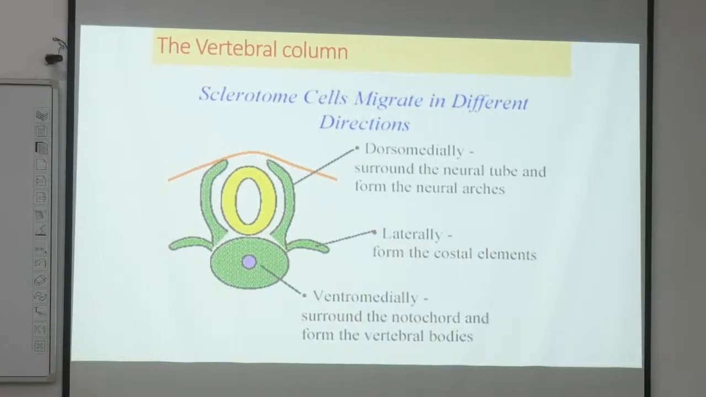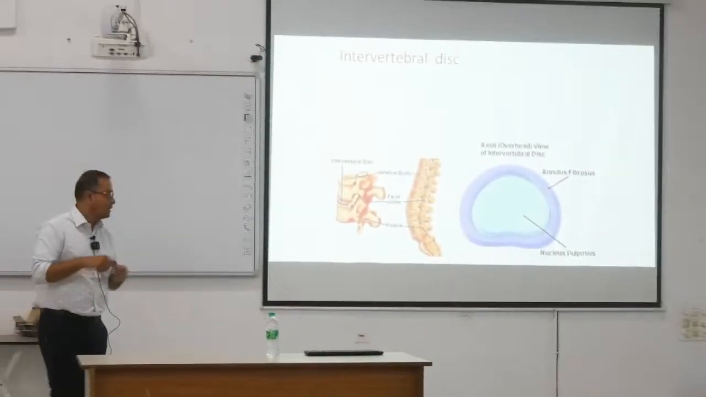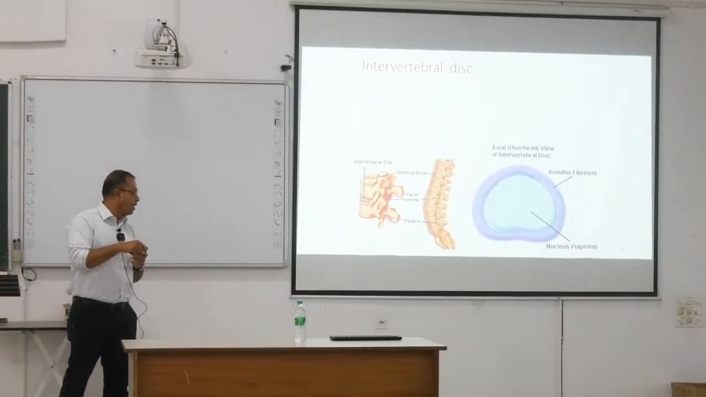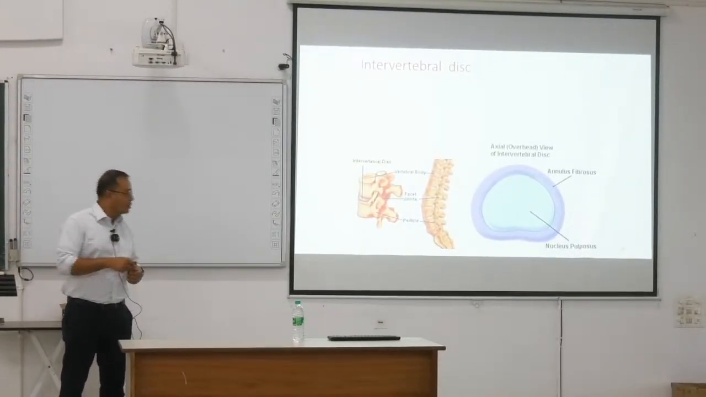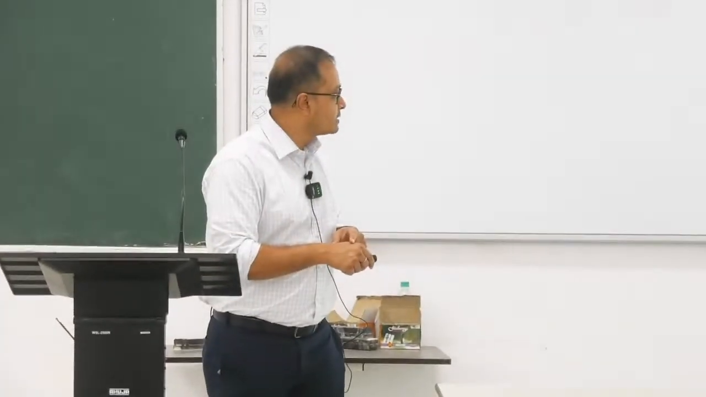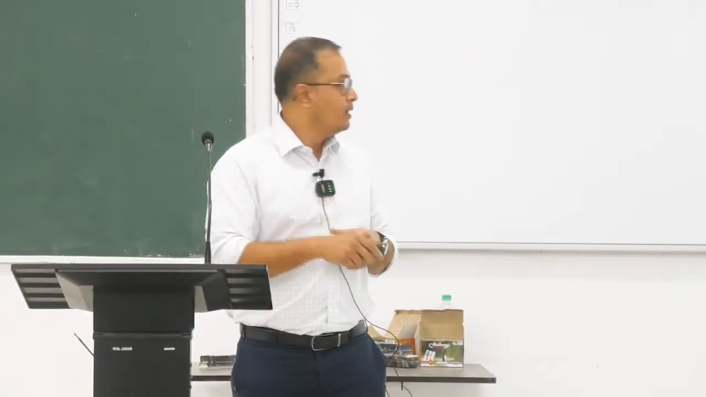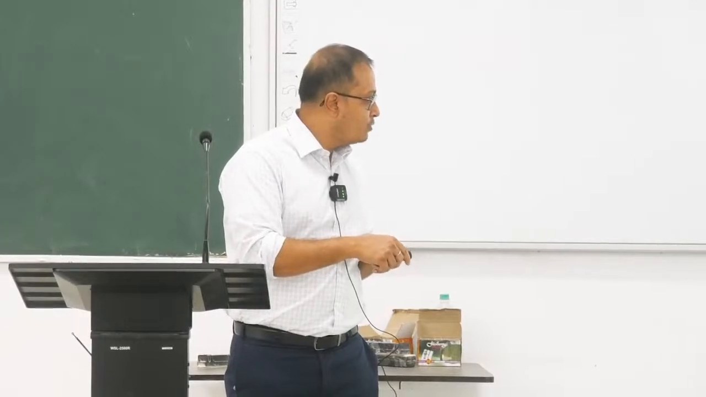Now, in between vertebrae, we have a disc. We call it the intervertebral disc. It has two components, the central component and the outer component. The central component we call the nucleus pulposus. That nucleus pulposus, which is present in the central part, is contributed only by the notochord, around which this entire thing is formed. And the surrounding fibrous annulus fibrosus is contributed by the scleral tissue or sclerotome tissue.